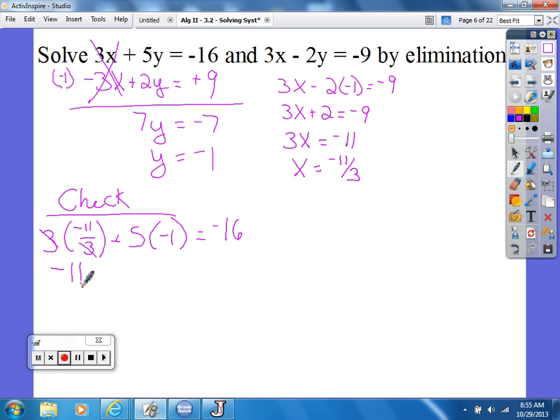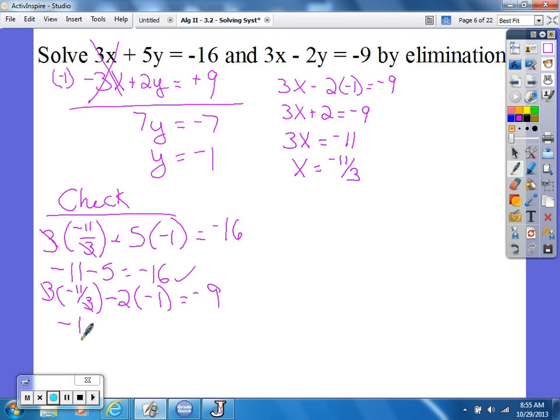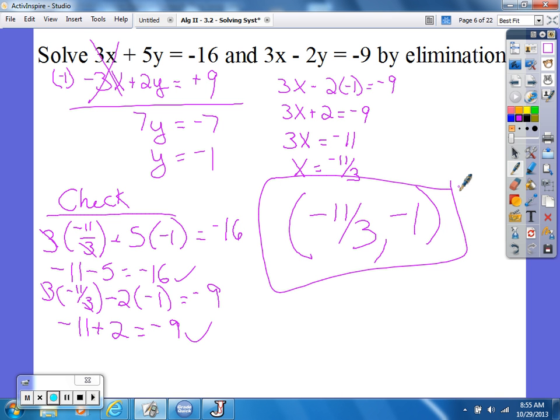So negative 11 minus 5, does that equal negative 16? Yes. Try the other one. 3 times negative 11 over 3 minus 2 times negative 1 equals negative 9. 3's do what again? Cancel out. Negative 11 plus 2. Does that equal negative 9? Okay, then I got the right answer. Oh, I forgot to do something with my answer. What did I forget? To write it as a point. I got the right answer.